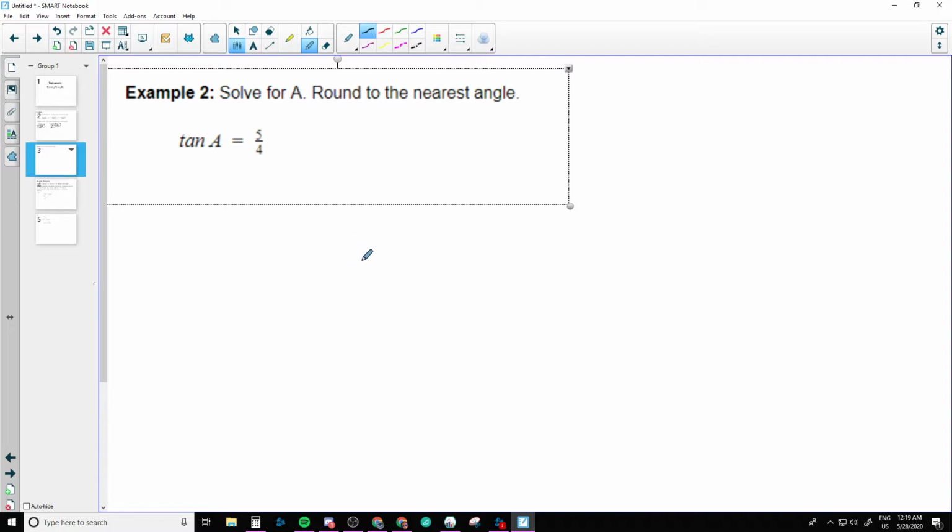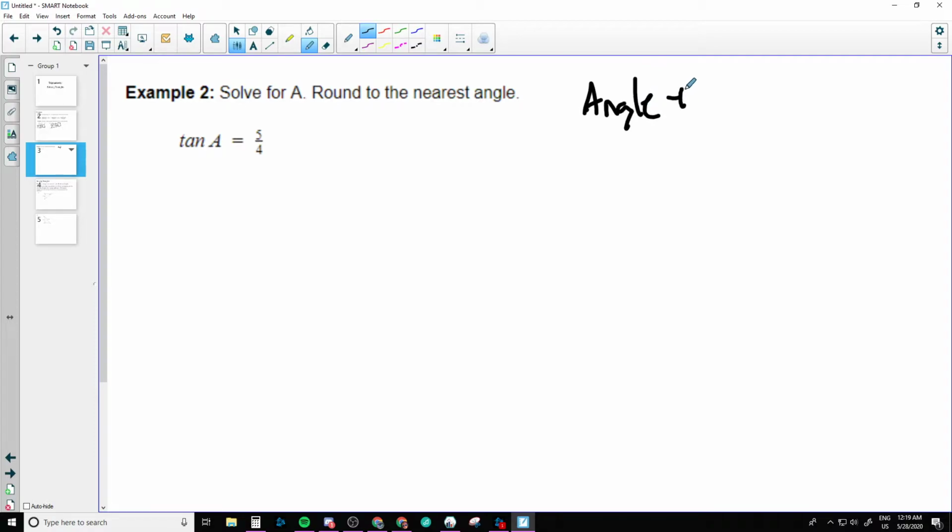Last review bit, and then we'll get into the actual triangles. It wants us to solve for a. This time we're solving for the angle, and we remember if we're solving for an angle, we need to use the second function.